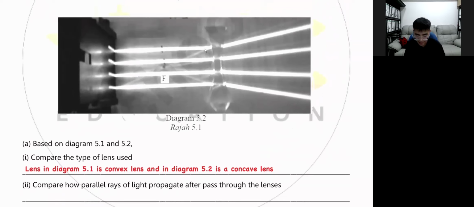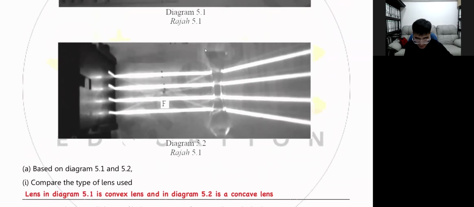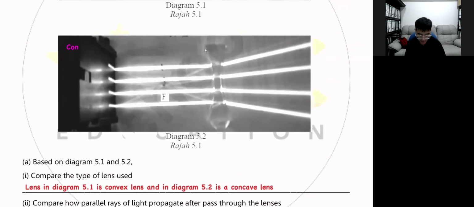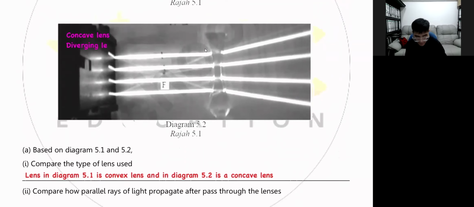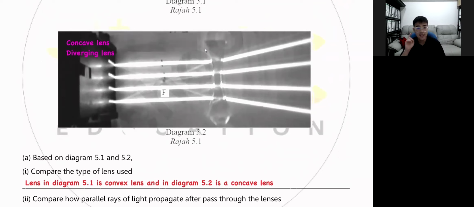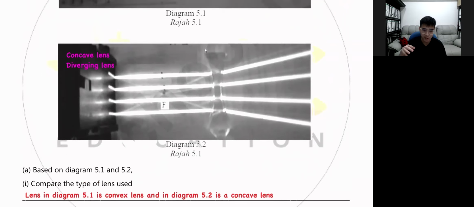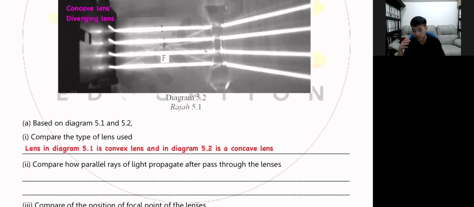But the lens in diagram 5.2 is called a concave lens, also known as a diverging lens. We call it a diverging lens because it diverges light rays. That means light rays after passing through this lens will be spread out, so that's why it's called a diverging lens. Diverging means spread out. So there are two names: you can call the first one a convex lens or a converging lens, and the second one a concave lens or a diverging lens.